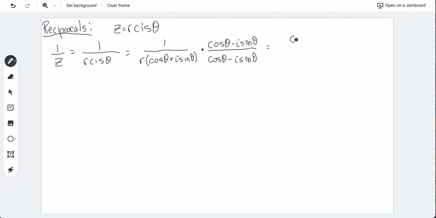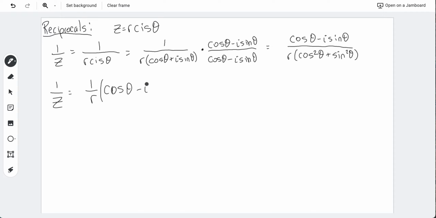And when I do that, I get cosine theta minus i sine theta divided by r times cosine squared, and then minus i squared sine squared, but i squared is negative 1, so it turns into plus sine squared theta, right? So then my new denominator, cosine squared plus sine squared, is just equal to 1, so I get 1 over z is equal to 1 over r times cosine theta minus i sine theta.